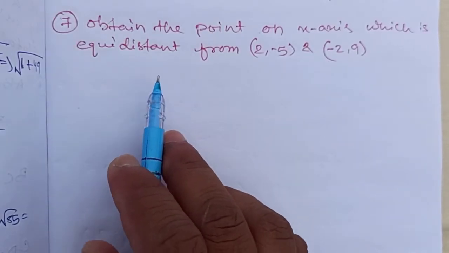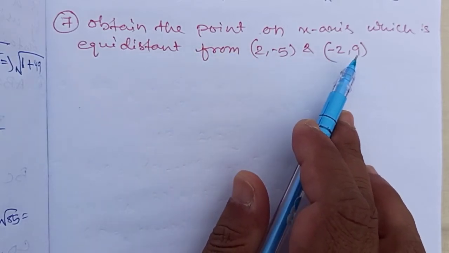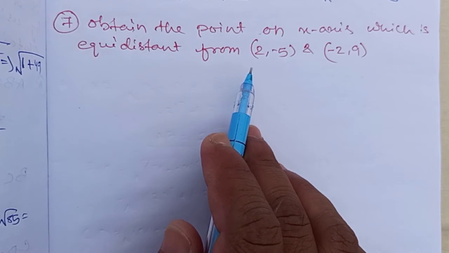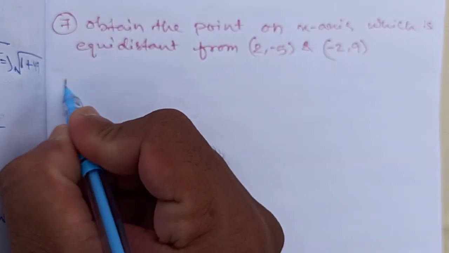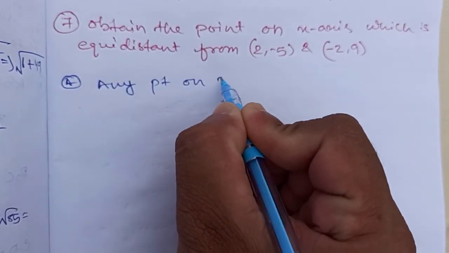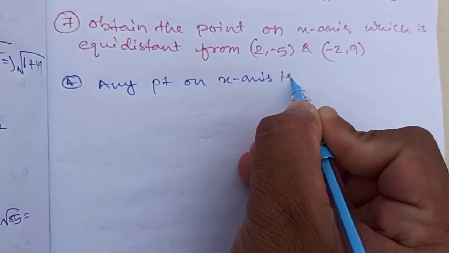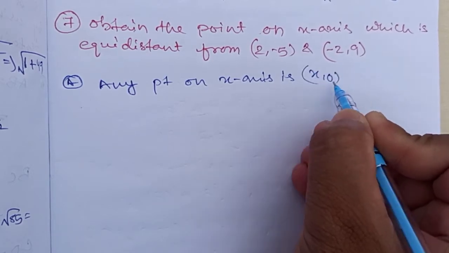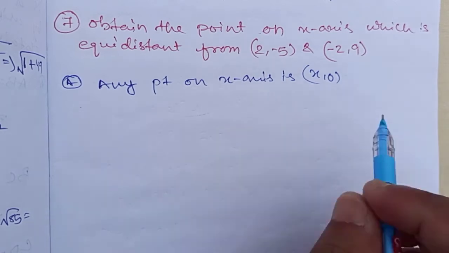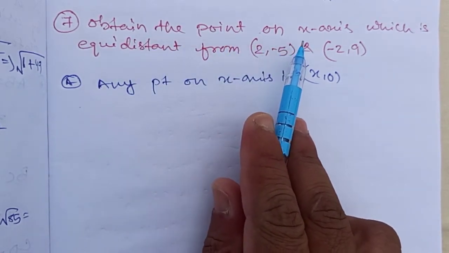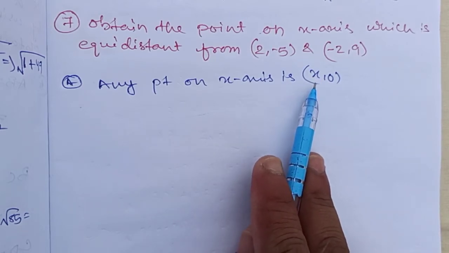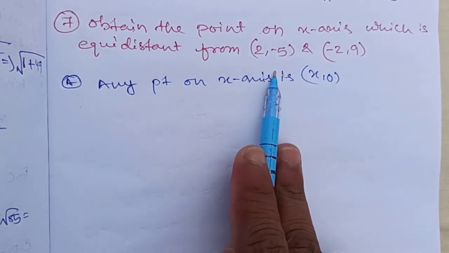equal. In question number 7 it is given that obtain the point on x-axis which is equidistant from 2, minus 5 and minus 2, 9. Okay, already I taught you any point on x-axis is x comma 0. So this is the point which will lie on x-axis. So according to the question, obtain the point on x-axis. This point we have to identify. That means the value of x we have to find out, which is equidistant from this and this.